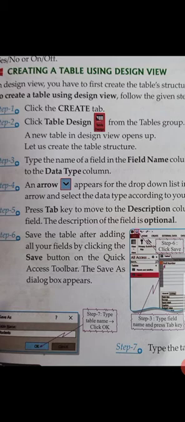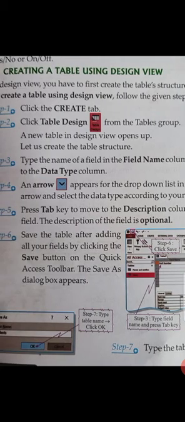To create it, first click on Create. All of you are familiar, it is on the top. Second, click Table Design. A new table design opens, and let us create the table structure. Type the name of a field in the Field Name column. What type of field do you want?